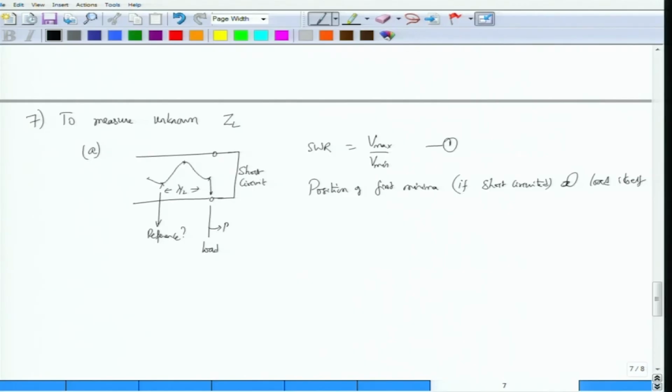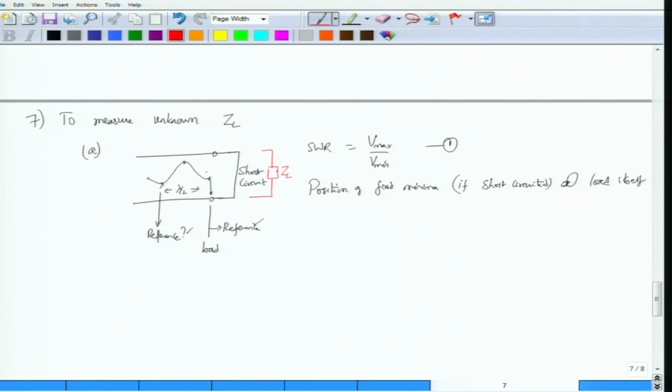Sometimes it is difficult to identify the short circuit right on the load, so people go to the next reference node, which happens to be the position of the next minima. Anything can be chosen as the reference, it doesn't really matter. For this example, I am choosing the reference to be on the short circuited point itself. Now you replace the short circuit with the actual unknown load that you are going to measure.